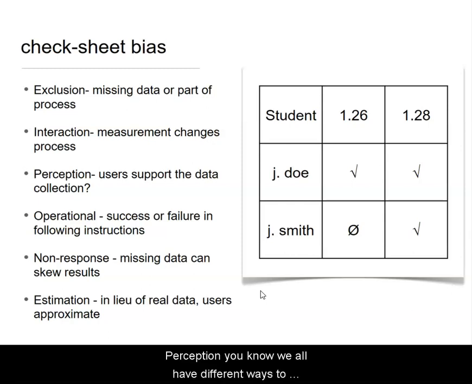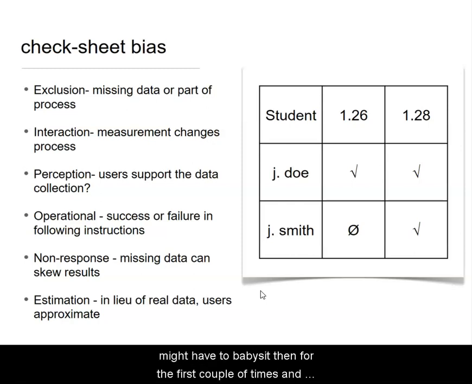Perception: we all have different ways to perceive data collection. We all perceive things differently, so that's a human element that we have to address. This is why we need to have how to use the check sheet. Operational: there's success and failure in following instructions. Can the people follow instructions?